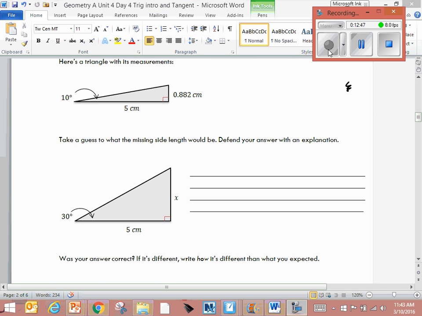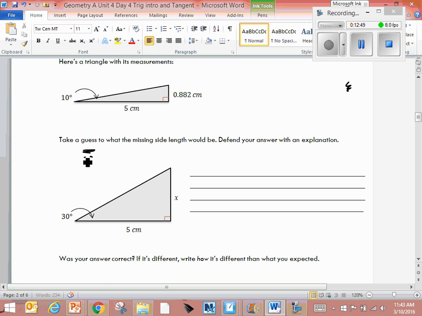All right, now someone take a guess. It says here, take a guess what the missing length would be. Defend your answer. Anybody want to put out their answer? What do you think? 12.646. How did you get your answer? Or why did you choose that? Anybody have an answer different than that? Anybody else besides just a random number?